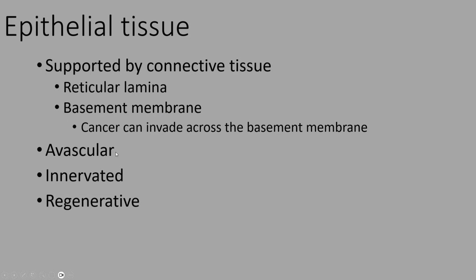Epithelial tissues are avascular. A in front of a word usually means not. So avascular means it does not have blood vessels. The blood vessels are near, but they do not extend into covering epithelial tissue. They are innervated. That means they do have nerves. So they don't have blood vessels, but they do have nerves. And as a general rule, epithelial tissues are highly regenerative. That means if there's damage to them, they can replace themselves.